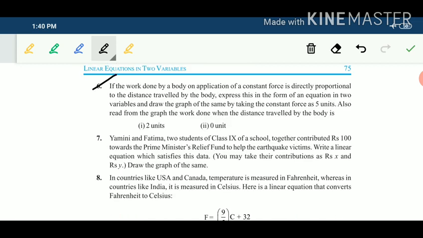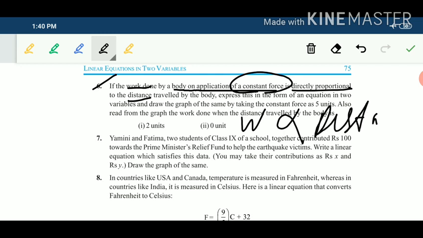Now example number 6. The work done by a body under a constant force is given. When the force is constant, the work done is directly proportional to the distance. So work done is directly proportional to the distance traveled by the body. Express this in the form of an equation. Let the work done be x and the distance traveled by the body be y.